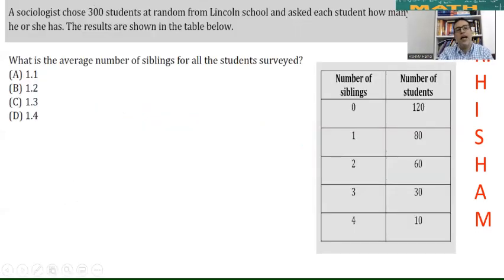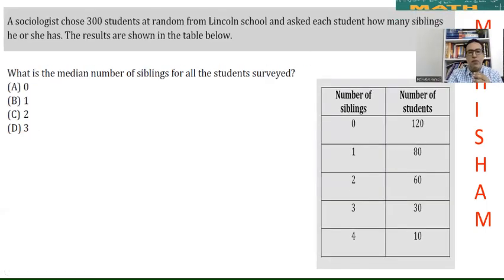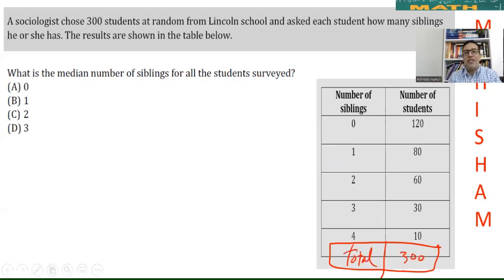Question number 1, the second part of understanding the mean, median, mode, and range, is about how we can figure out the mean, median, mode, and range from a table of data, not just some values. Let's understand this table first. A psychologist chose 300 students, so the total here is equal to 300, and asked how many siblings they have.